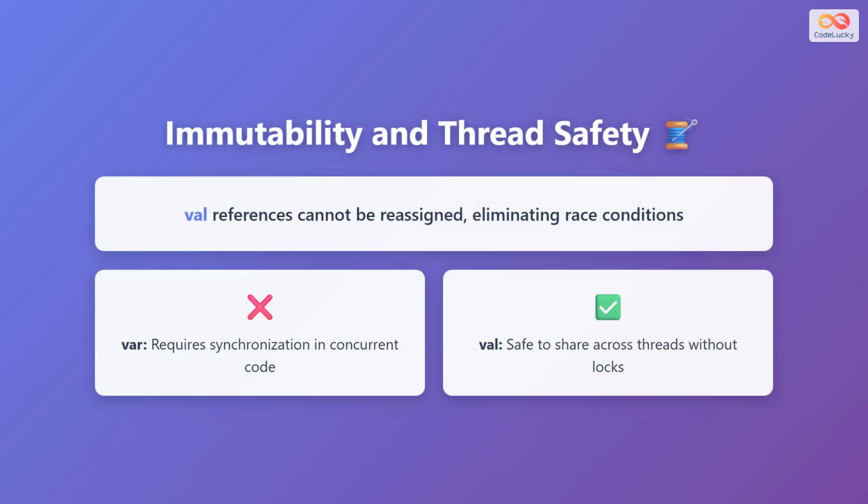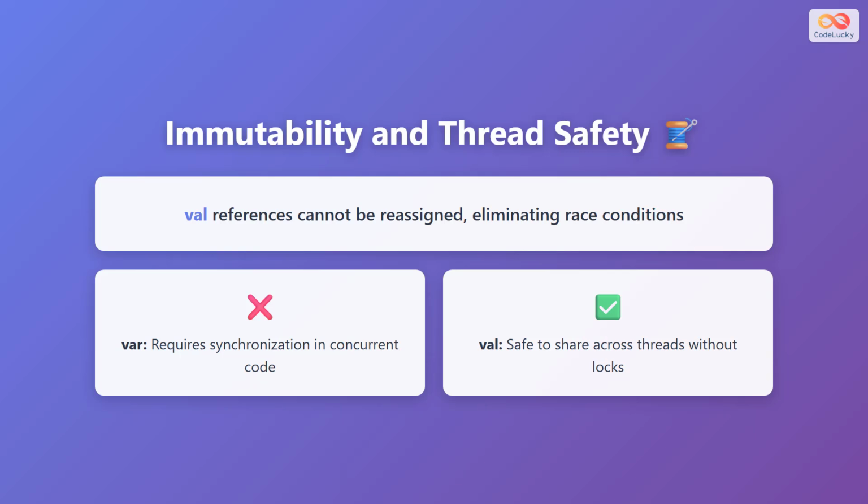One of the most powerful benefits of val is its relationship with thread safety. When you use val, the reference cannot be reassigned, which eliminates race conditions related to variable reassignment. In concurrent programming, race conditions occur when multiple threads try to modify the same data simultaneously, leading to unpredictable results. With var, you need synchronization mechanisms like locks to ensure thread safety, adding complexity and potential performance overhead.